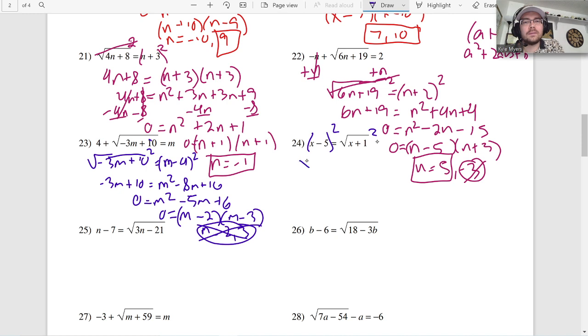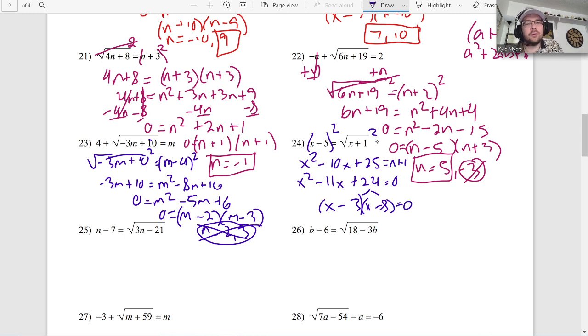All right, this one, number 24, is actually just a little bit simpler than the previous two we've just done. x squared minus 10x plus 25 equals x plus 1. We're going to subtract x on both sides, so 11x. We're going to subtract 1 on both sides, so plus 24. 24 is 8 and 3. We need them both to be negative. 3 times 8 is 24. Negative 3 and negative 8 make negative 11, so x is going to be either 3 or 8.